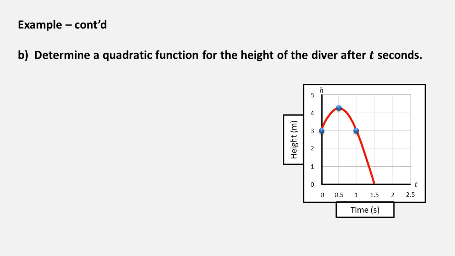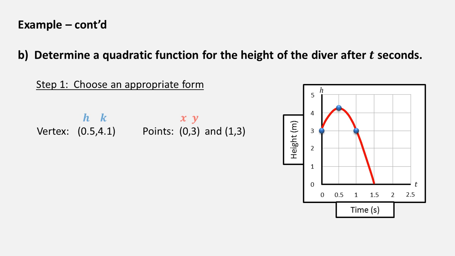Question B. Determine a quadratic function for the height of the diver after t seconds. So our first step is to choose an appropriate quadratic function model. Let's review what information we have. We know the vertex (h, k) and 2 other points. In order to use the vertex form, we just need the vertex and 1 other point. Therefore, this seems to be the best choice for this given situation.